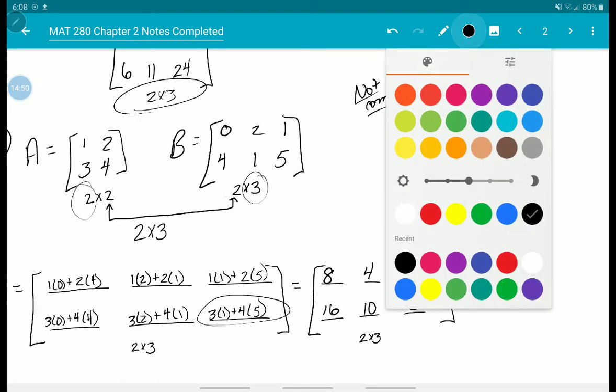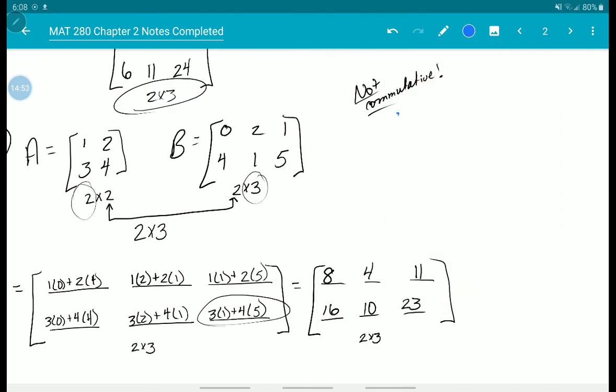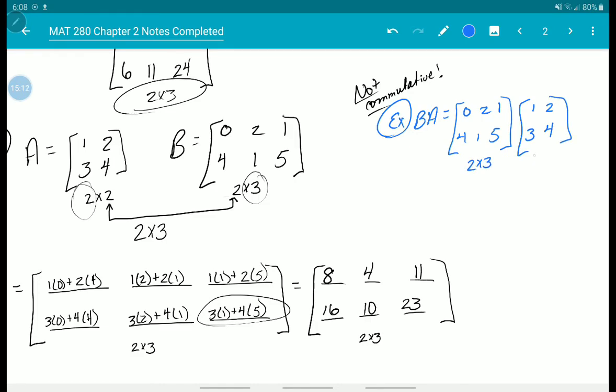So let's look at this one. I'm going to change my color so you can see this in a different color. Suppose we wanted BA. We wanted to change the order. Well, matrix B is this one, matrix A is this one. So notice we had a 2 by 3, and then we have a 2 by 2. Do you see how those inside dimensions don't match? If they don't match, then the matrix multiplication is not defined. So that means this just does not exist.